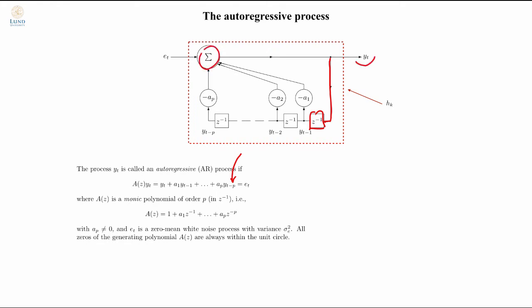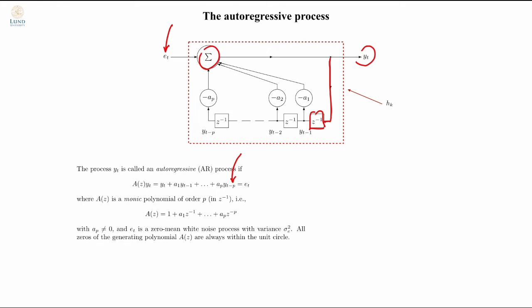That means that my output is going to be a sum of earlier outputs, fed back, plus an additive noise, which we call the driving noise, the innovation process. That is the one that feeds new information into the system. This is assumed to be a white noise with variance sigma e squared.